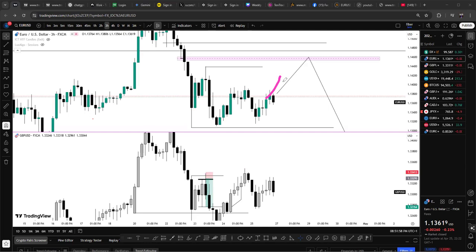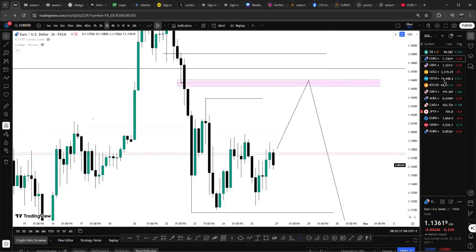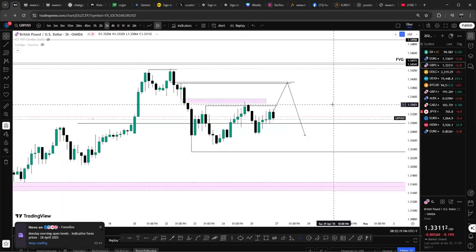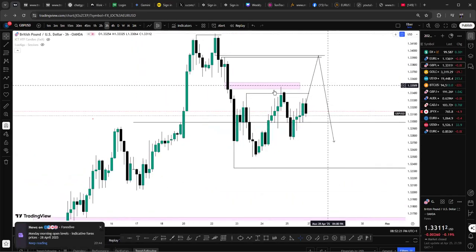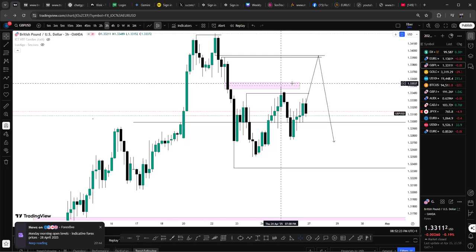But if Euro USD wants to go back up again, then GU will want to go back up to that fair value gap I spotted as well before selling. But we're going to watch out for this GU very closely because it might want to play some games with us, all right? So GU, we're going to watch it closely from this fair value gap here.